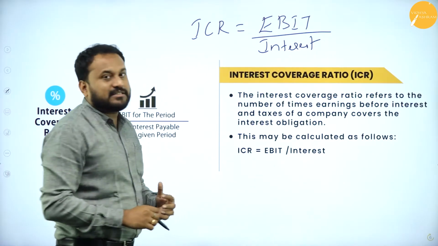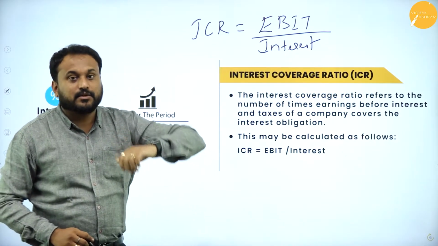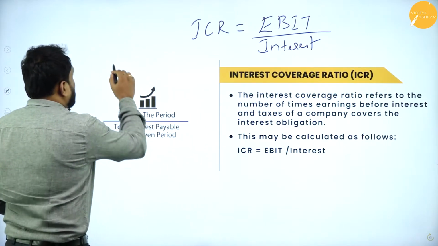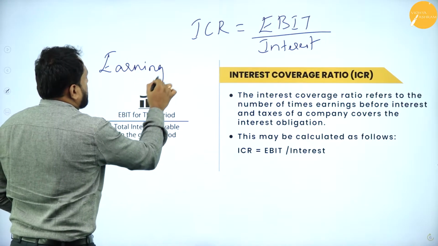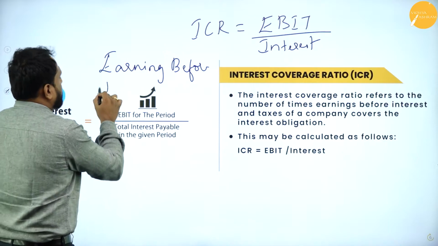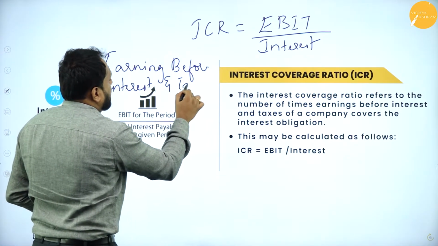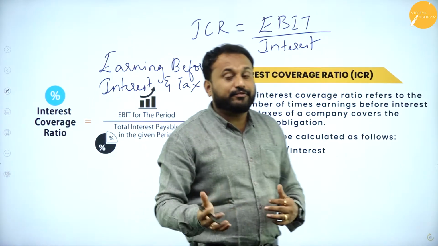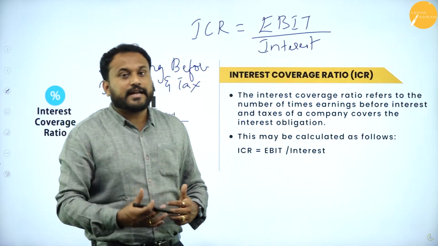Right? Interest. Now what is this EBIT? Earning before interest and tax. What is it? Earning before interest and tax. I'll just write it here. Earning before interest and tax. That means whatever you get, and that is calculated before the interest and the tax. Interest is also subtracted and your tax is also subtracted.